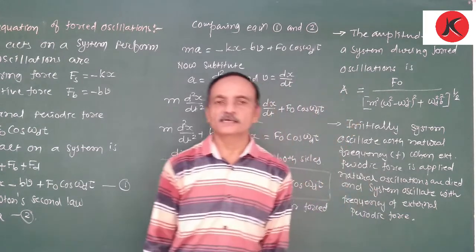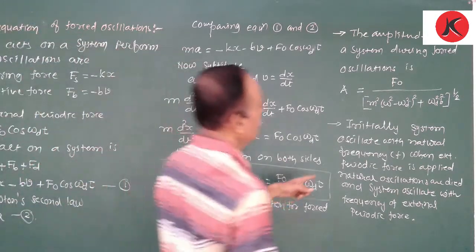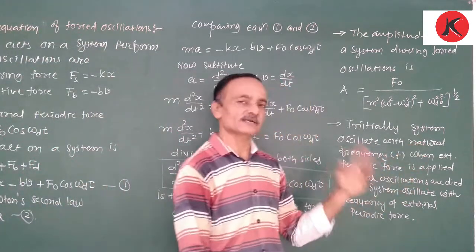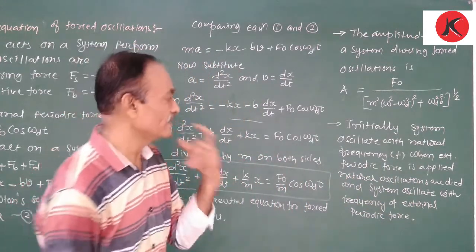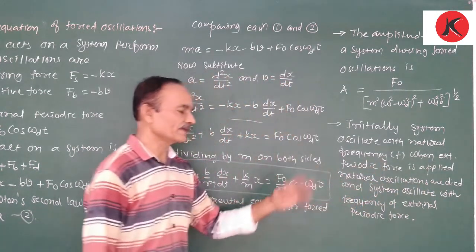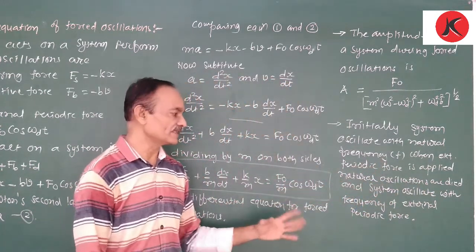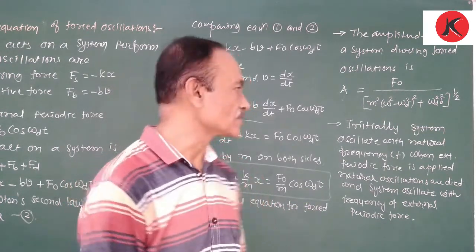So in short, any system initially starts the oscillation with the natural frequency. That means the natural oscillation is started. When we apply the external periodic force, what happens? Natural oscillations are stopped, and the system oscillates with the frequency of the applied external periodic force.